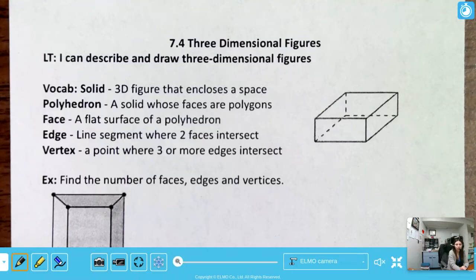Hey students, in this video we're going to go through section 7.4 about three-dimensional figures. Today's learning target is I can describe and draw three-dimensional figures. We have some vocab terms up here first.